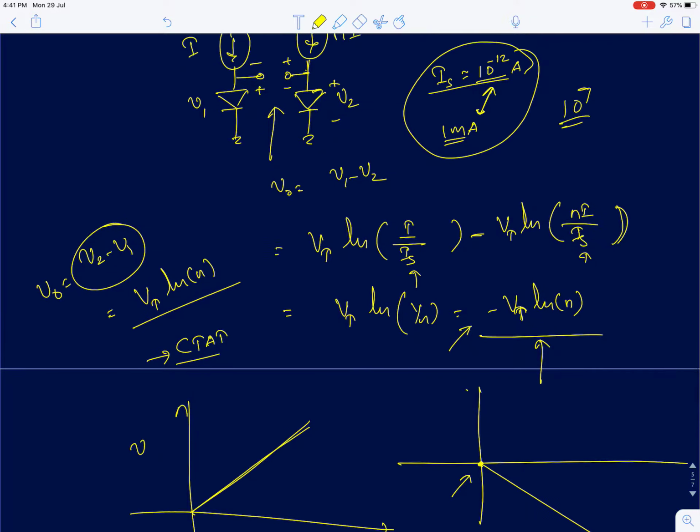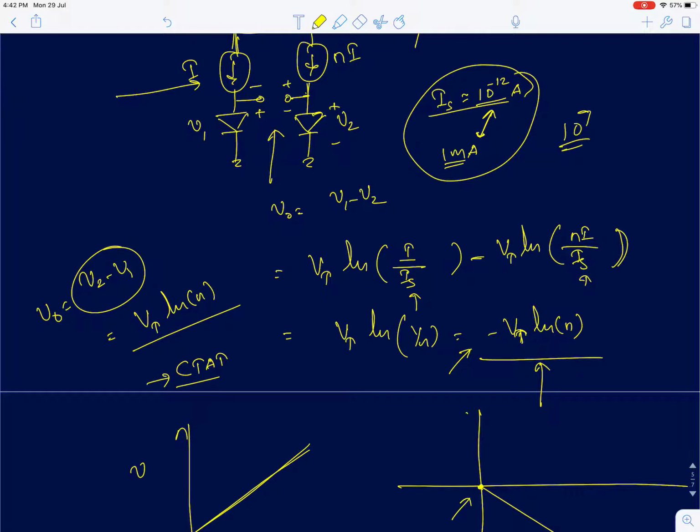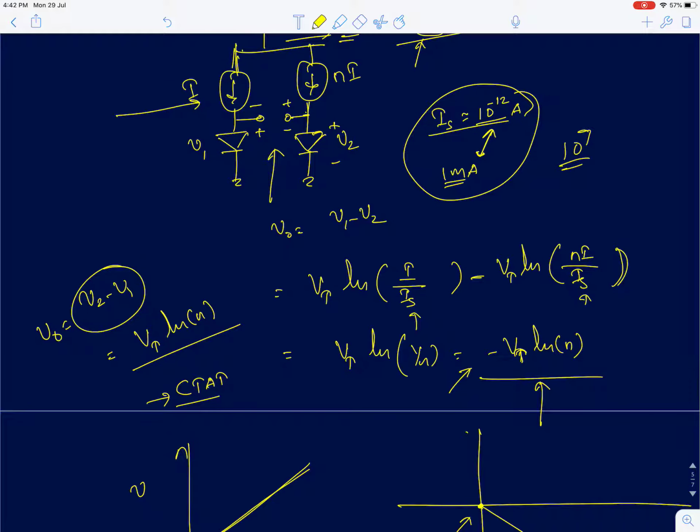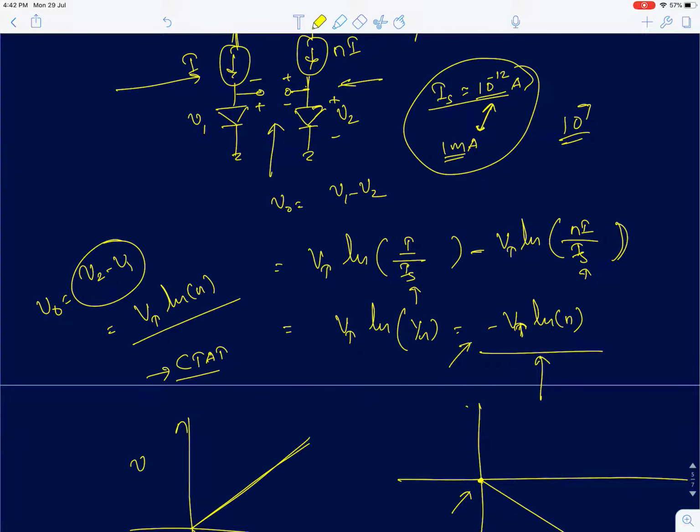So if you can somehow generate a constant current source and force it into a diode, then by doing some extra manipulations in circuits, you can generate Ptat or Ctat voltages.